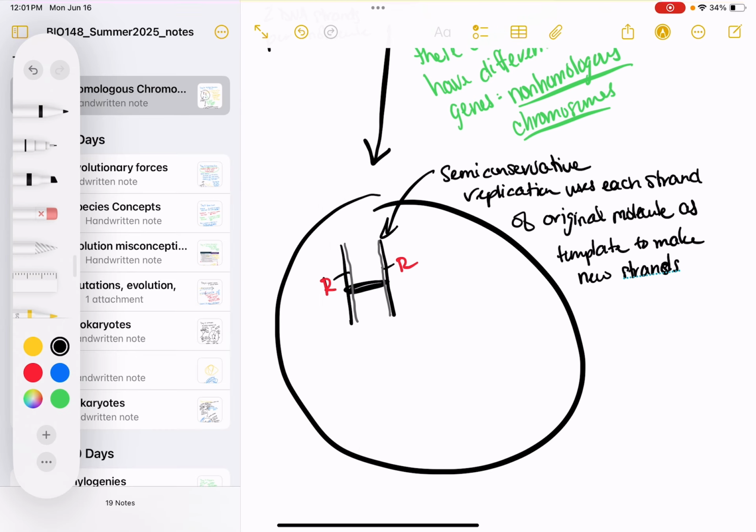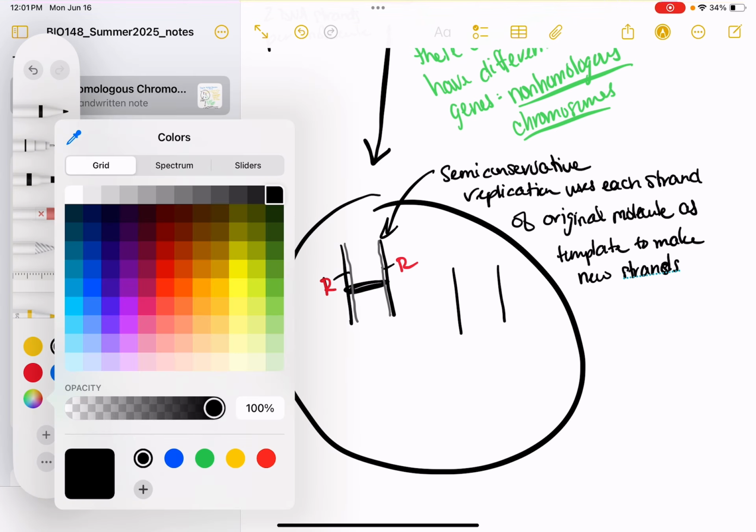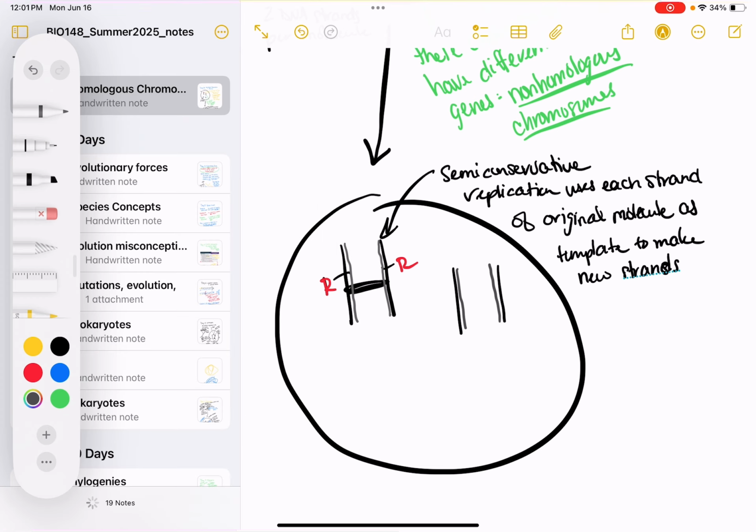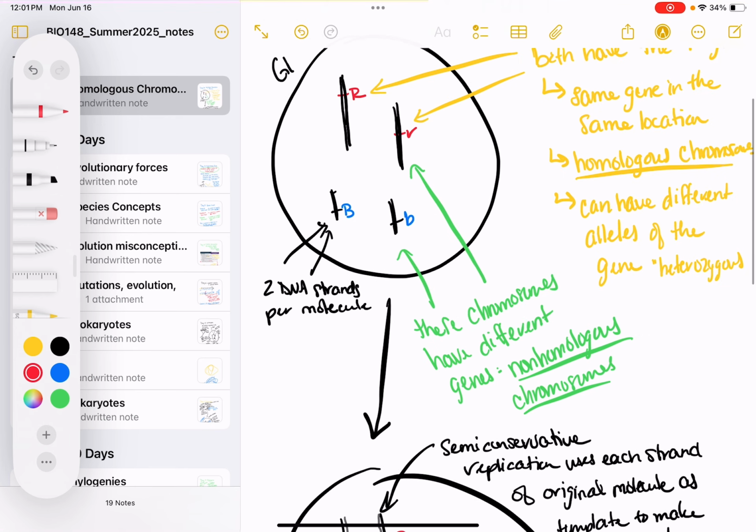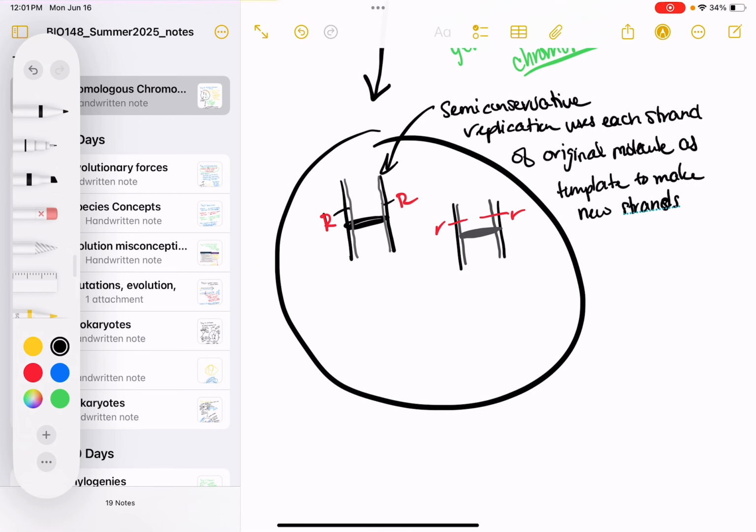And the same thing is going to happen for my other homologous chromosome here. So those two strands are going to pull apart. I'm going to have those new strands being made, still my centromere. And in this case, I had, remember the little R, right? So I had that little R to start.